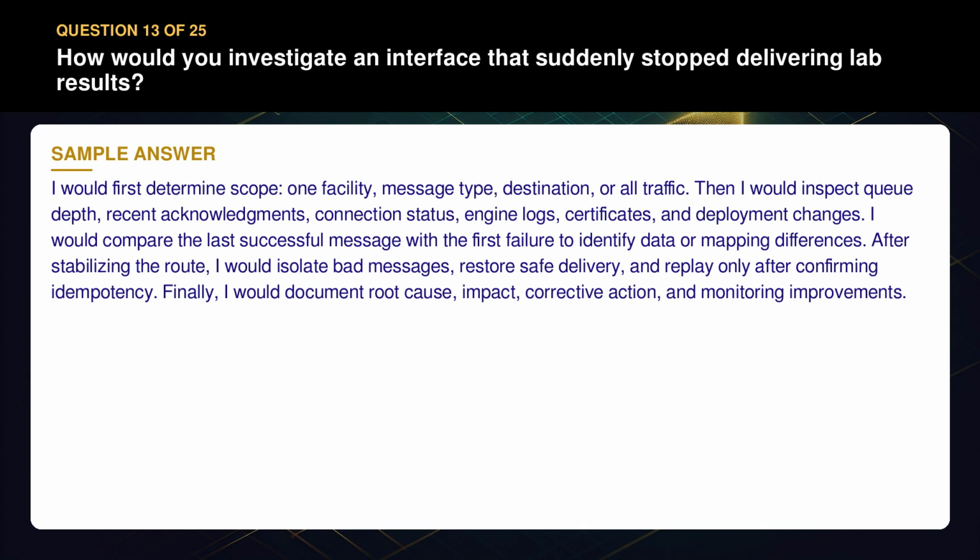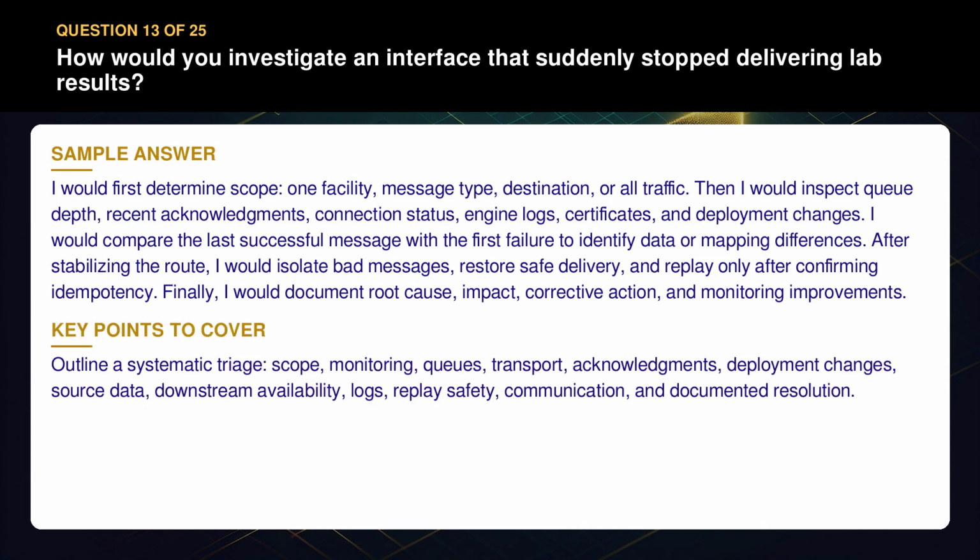Then I would inspect queue depth, recent acknowledgements, connection status, engine logs, certificates, and deployment changes. I would compare the last successful message with the first failure to identify data or mapping differences. After stabilizing the route, I would isolate bad messages, restore safe delivery, and replay only after confirming idempotency. Finally, I would document root cause, impact, corrective action, and monitoring improvements.